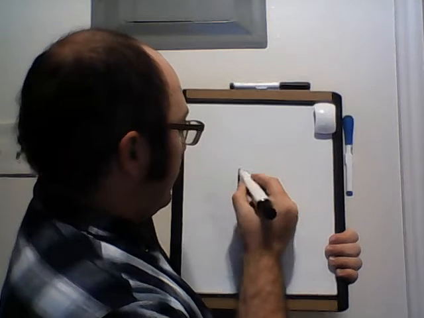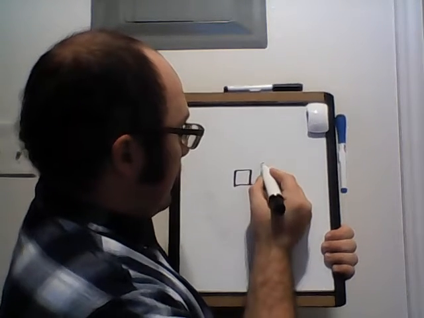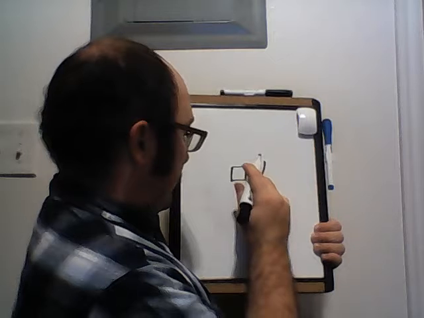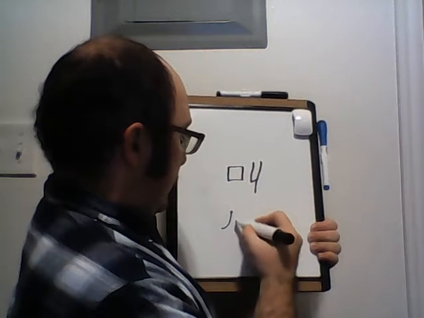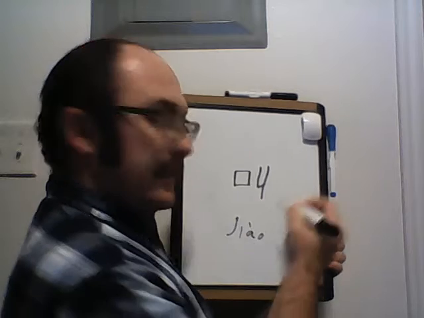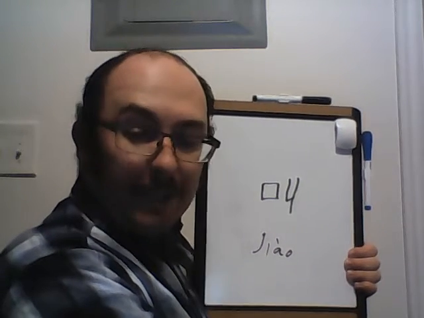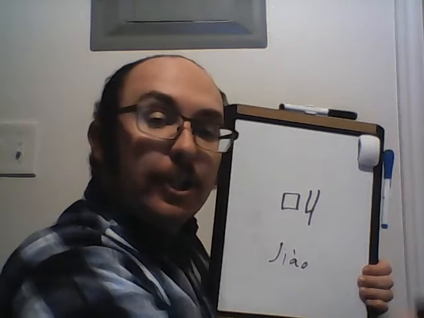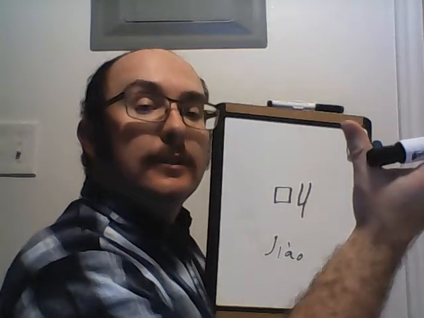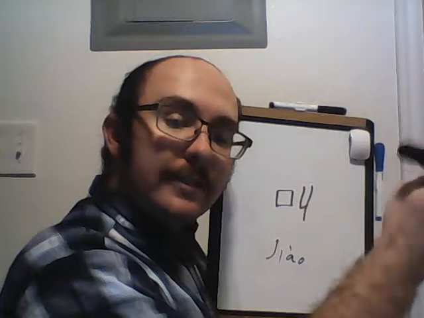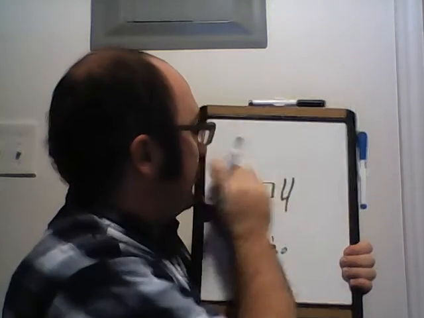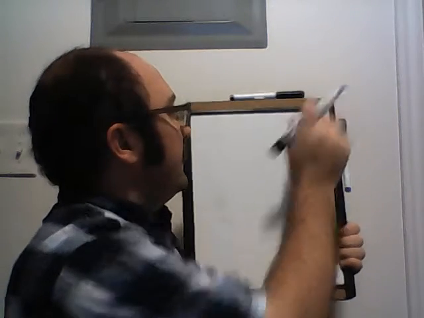Alright, so the first word we're going to do, written like this. This is jiao, jiao, J-I-A-O, jiao. Jiao means to call, like to call out, but also means to call, as in to call someone by a certain name. So jiao. Okay.